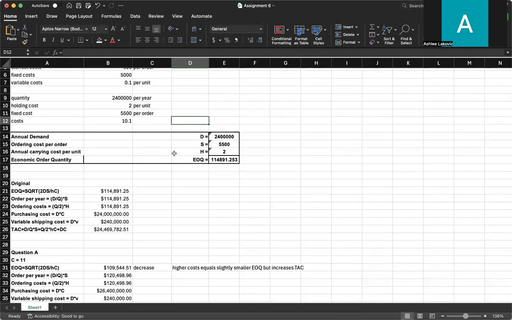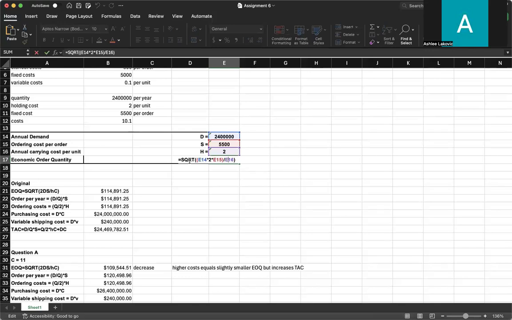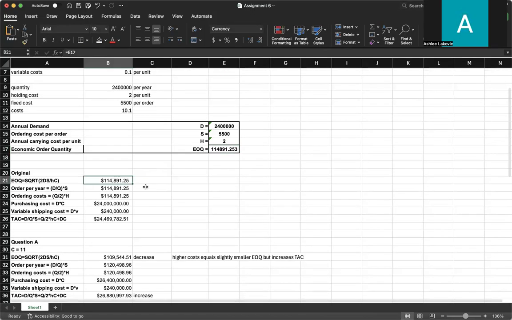Moving on to the original calculations for Target into the EOQ. So as you can see, the EOQ is the square root of the demand times 2, times the ordering cost per order, and then divide all that by the annual carrying cost per unit. So that gives us 114,891. So as you can see, that's translated down here.